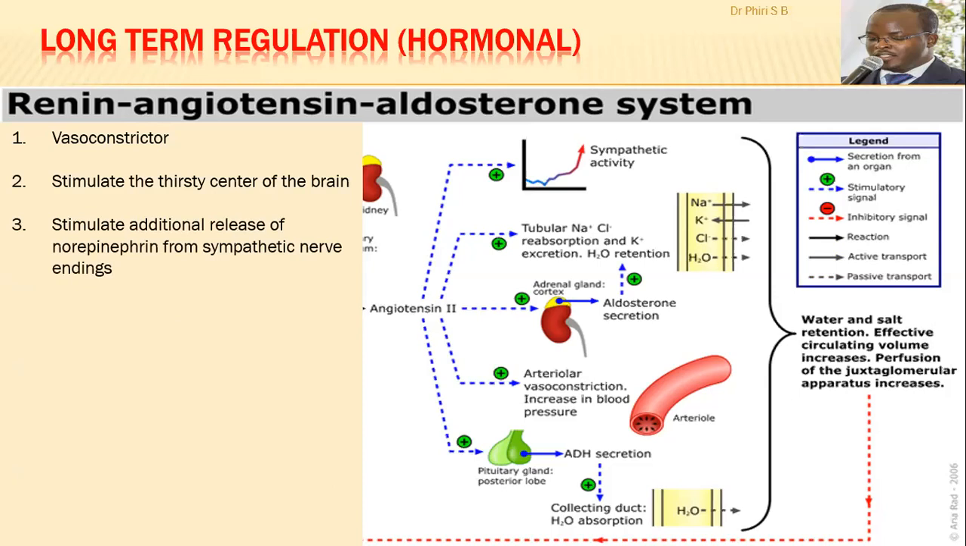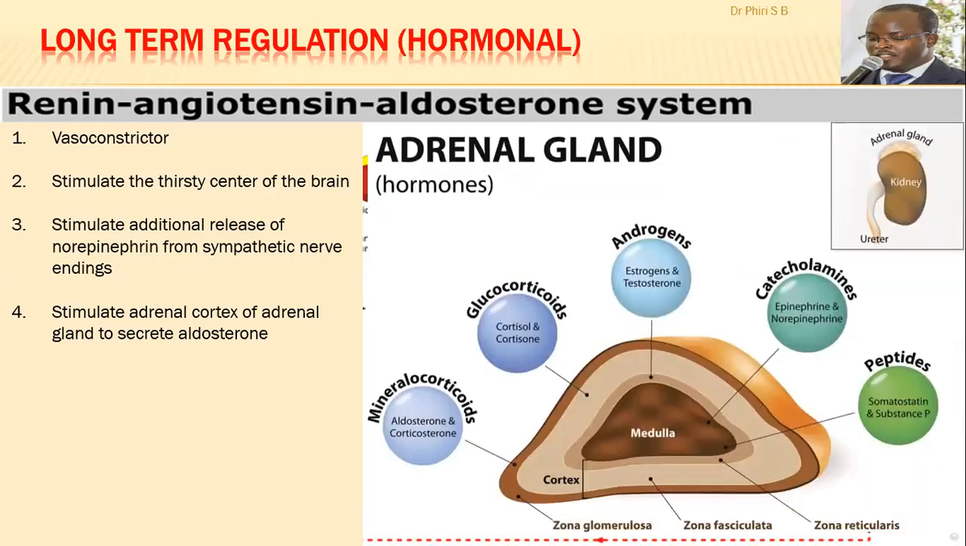Then it's going to stimulate additional release of norepinephrine from the sympathetic nerve endings, like I've already explained. It's also going to stimulate the adrenal cortex of the adrenal gland to produce aldosterone. And I've told you the function of aldosterone on the kidney nephron. So you can see the adrenal gland here.